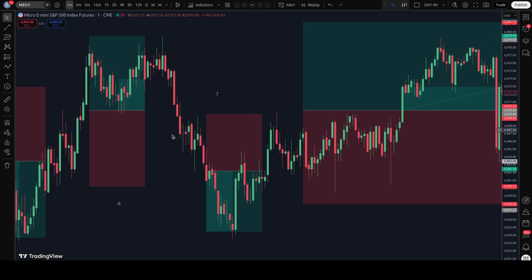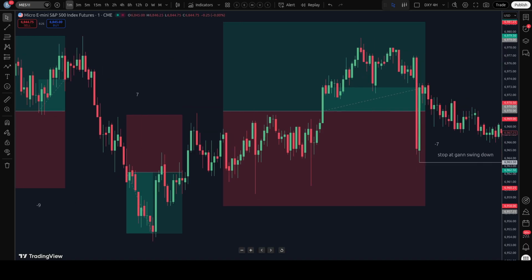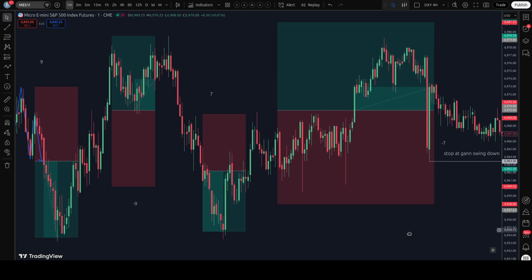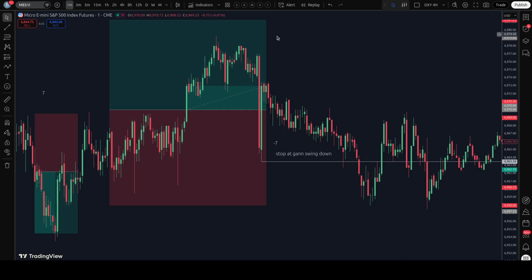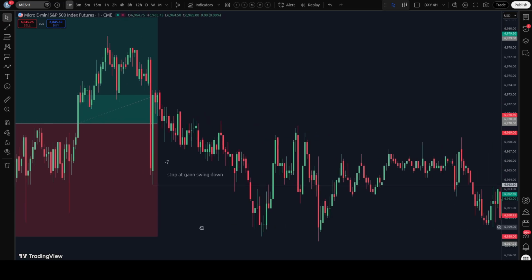Even though you had this impulse down, the first swing is here. Second swing, trap, boom. Nice winner. And then you have a big loser here, but again, we're saved by the Gann swing to the downside. So only about half the stop again. -7 points.